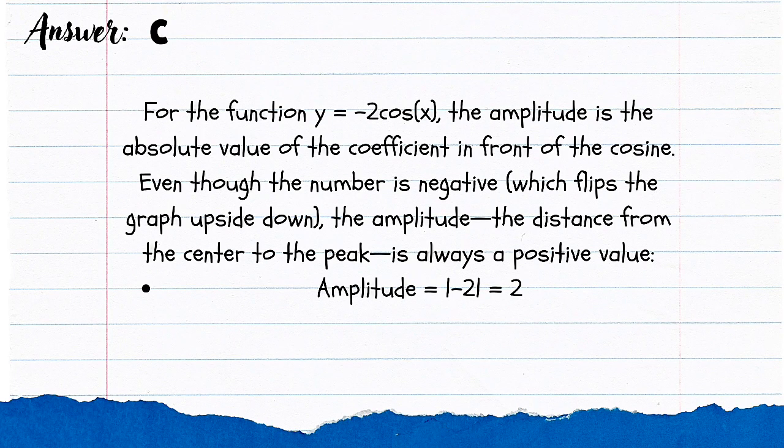For the function y equals negative 2 cosine x, the amplitude is the absolute value of the coefficient in front of the cosine. Even though the number is negative, which flips the graph upside down, the amplitude, or the distance from the center to the peak, is always a positive value. Therefore, the amplitude equals the absolute value of negative 2, which is 2.